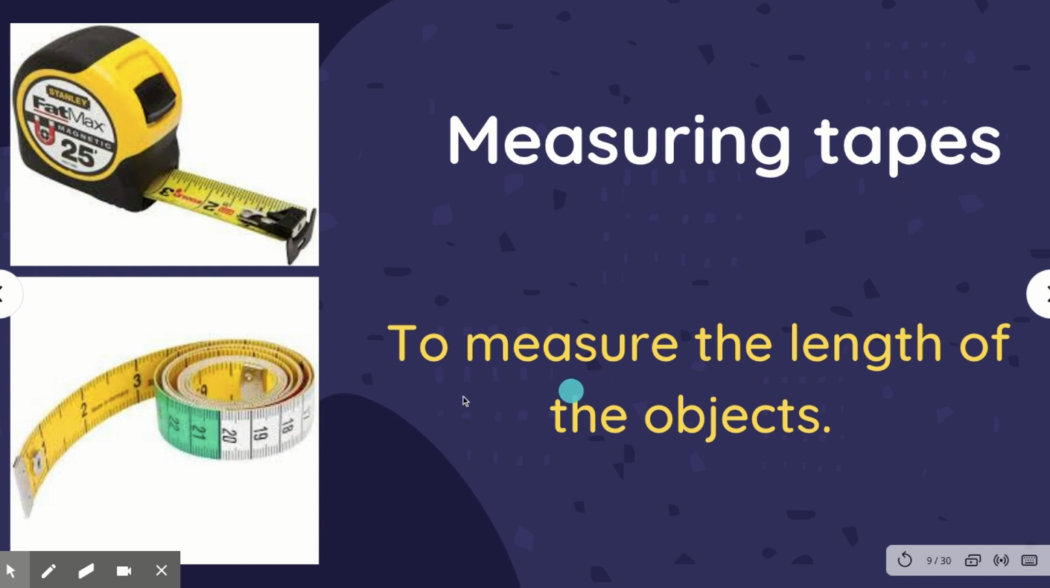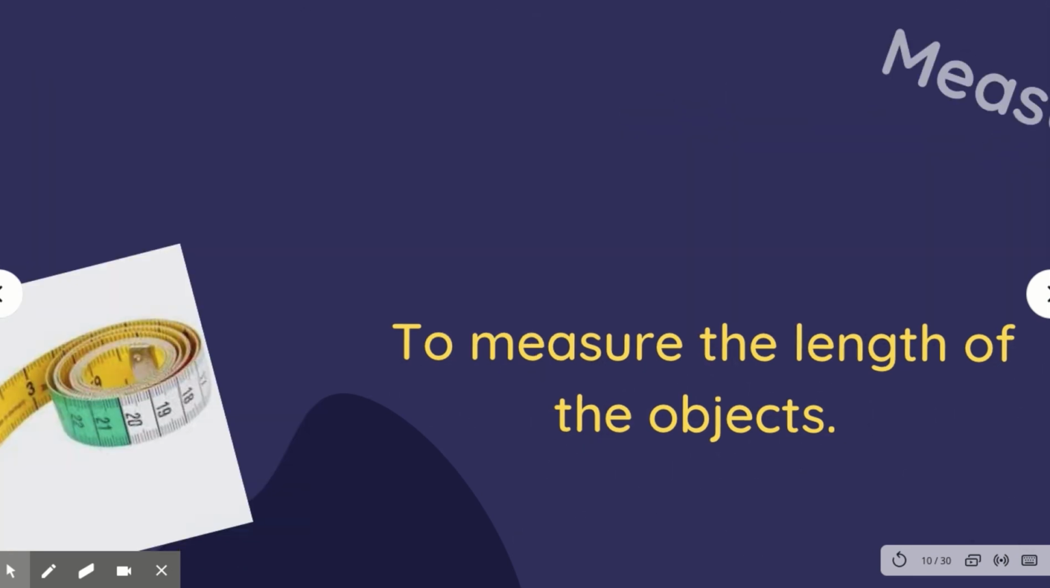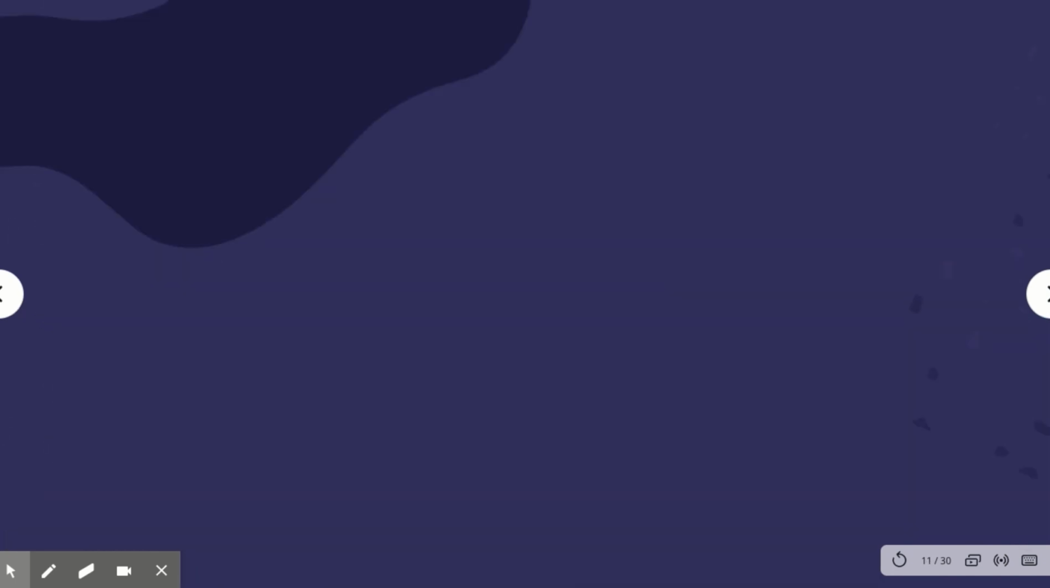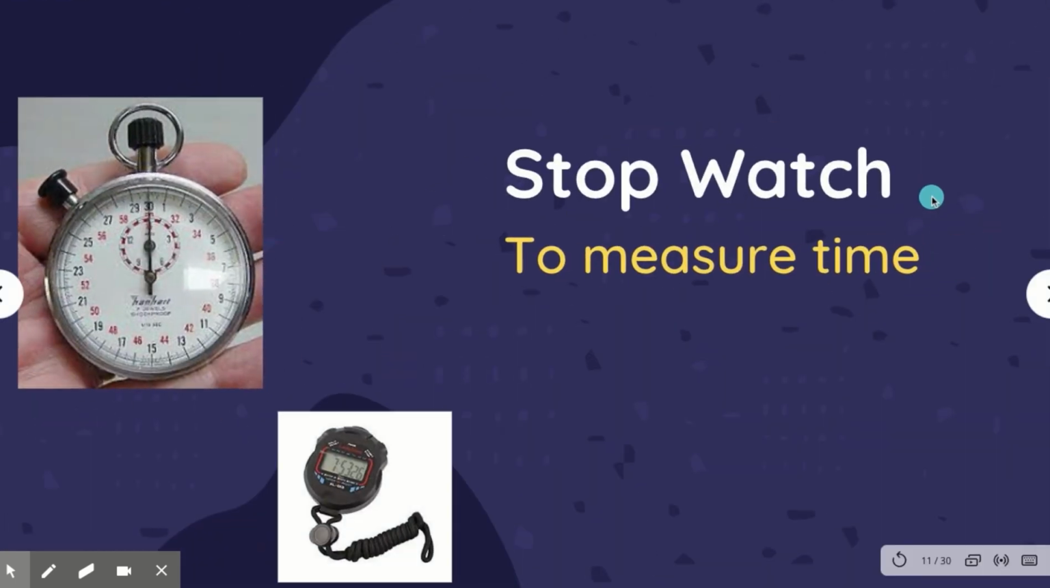Measuring tapes. It is used to measure the length of objects. Ruler. Do you have a ruler? So, what is the use of a ruler? It is used to measure the length of objects. Now, how about the stopwatch? It is used to measure time. This is the analog stopwatch, and this is the digital stopwatch.